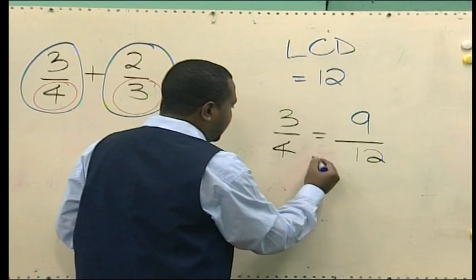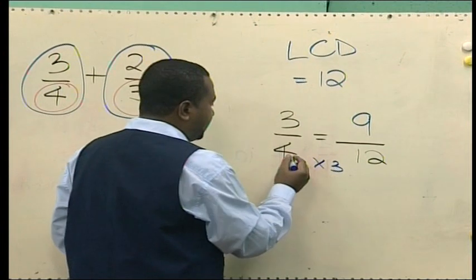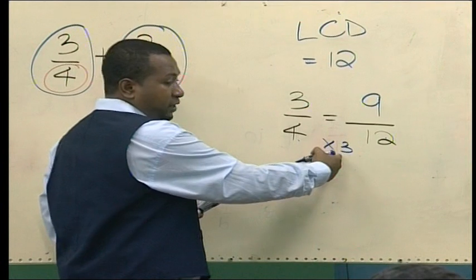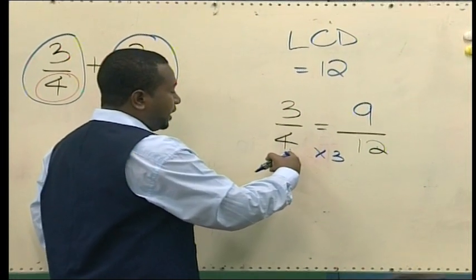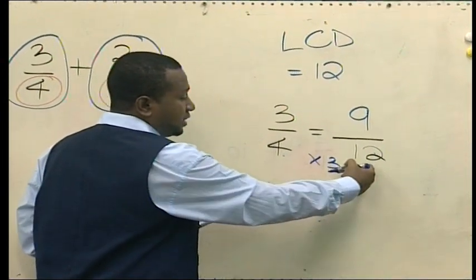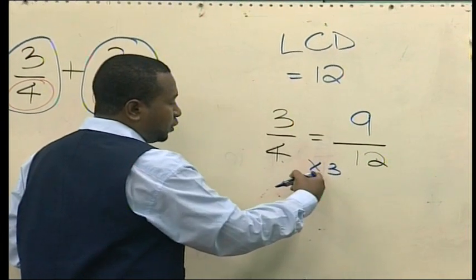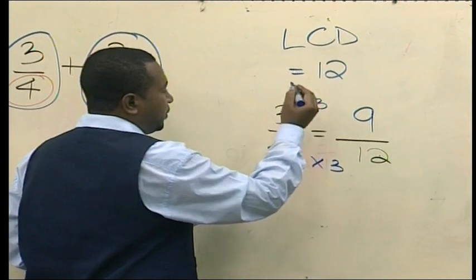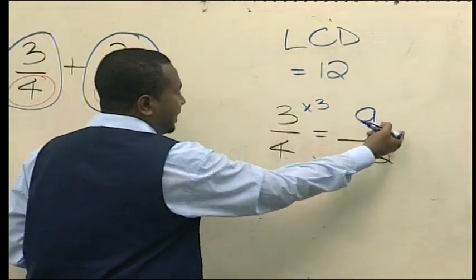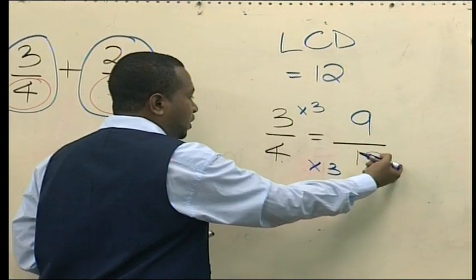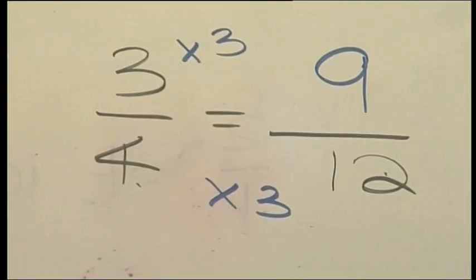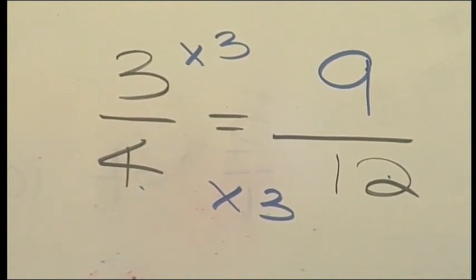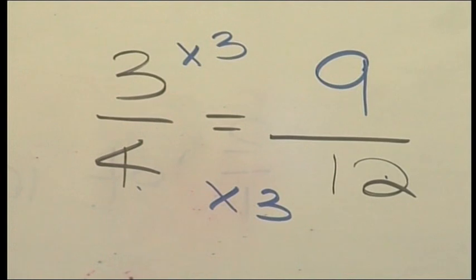We either multiplied by 3, or we divided 4 into 12 and we got 3. Or we can say we multiplied 4 times 3 gives us 12. So whatever number we multiply with the denominator, we also do the same with our numerator. So 3 times 3 equals 9. So is this 9 over 12 an equivalent fraction of 3/4? Yes or no, class? Yes, of course. It is an equivalent fraction of 3/4.